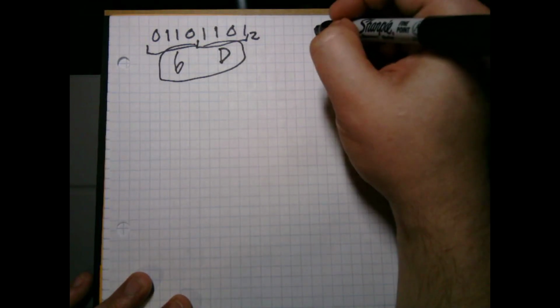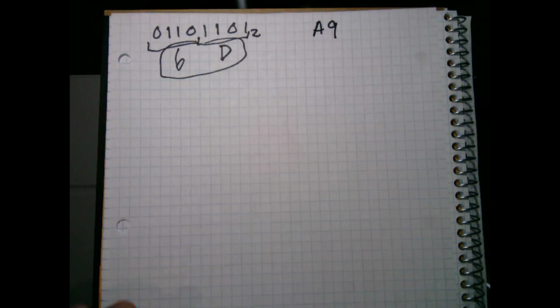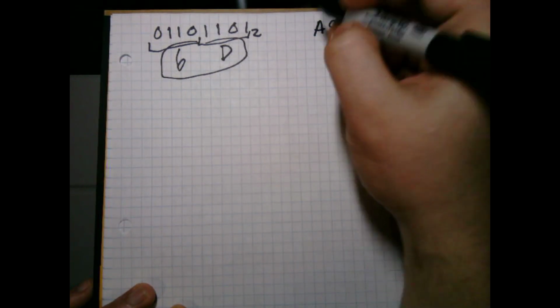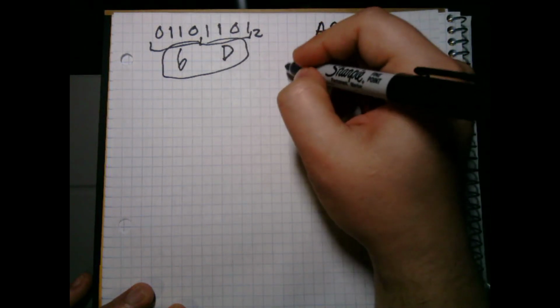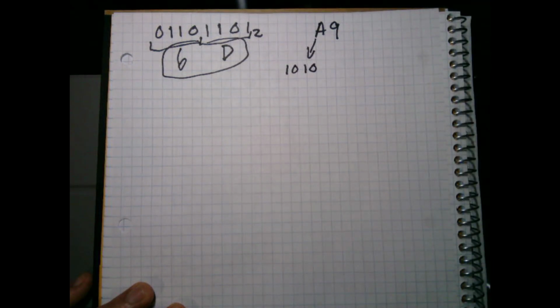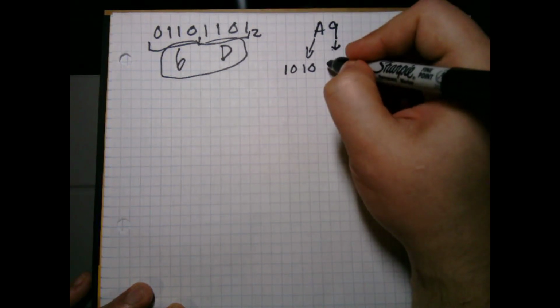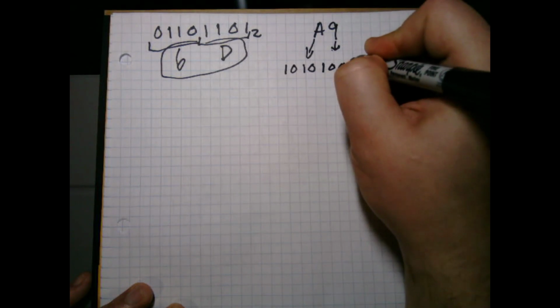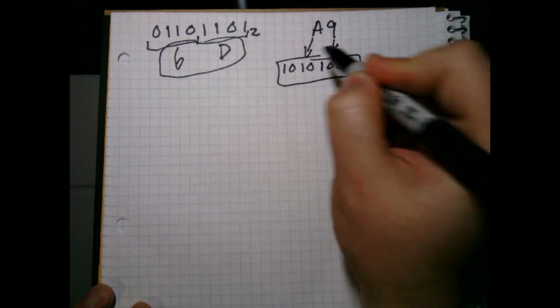Then they want us to convert A9 to binary. So we just do the same thing in reverse. We break out A. A represents 10, so how do we make 10 in binary? It is 1, 0, 1, 0. And how do we make 9 in binary? It's 1, 0, 0, 1. And there's our binary number.